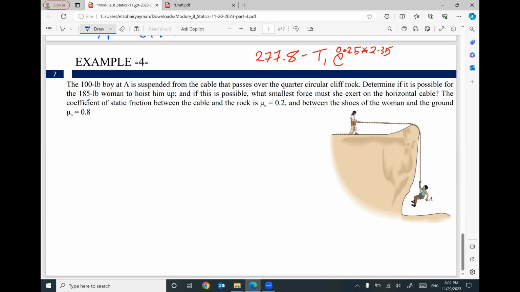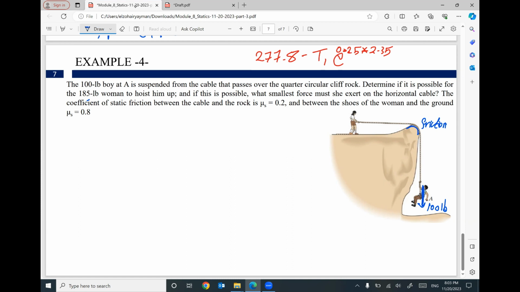The first one at A has a weight equal 100 pound. So we have a force here equal 100 pound. It is suspended from the cable that passes over the quarter circular cliff rock. Can you see? This one is not rotating, so we should expect a friction here.